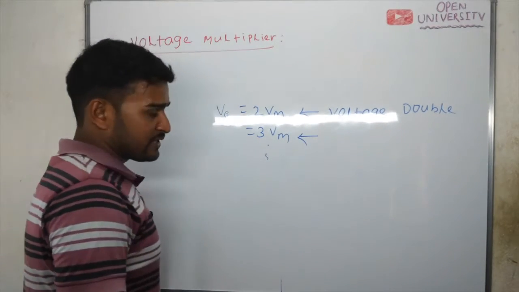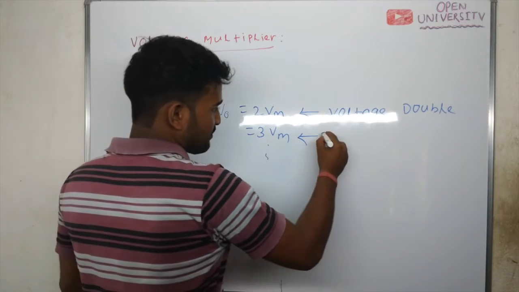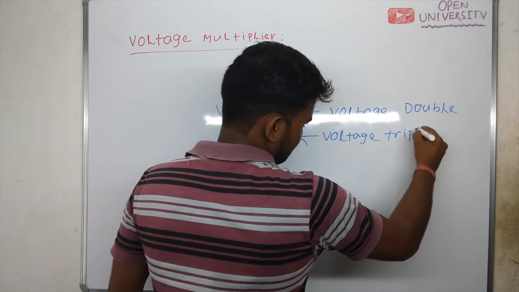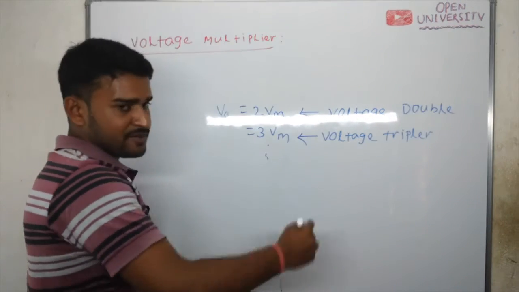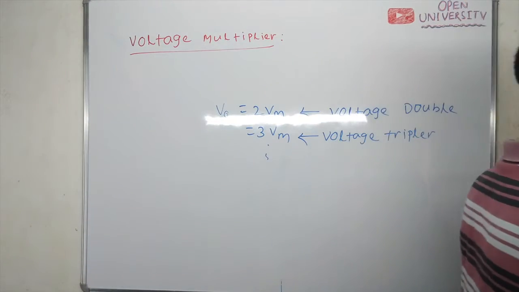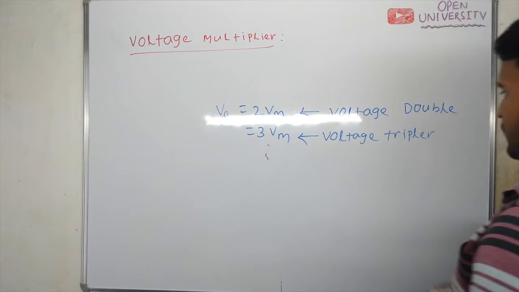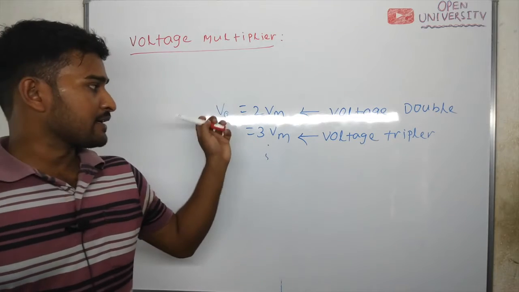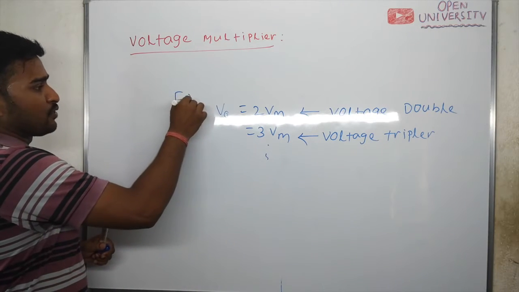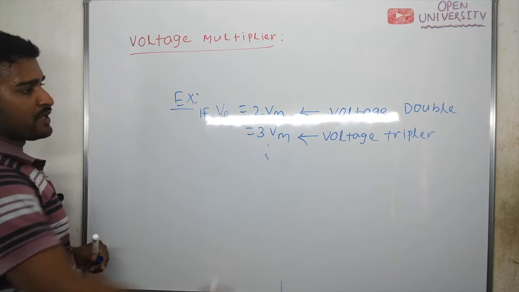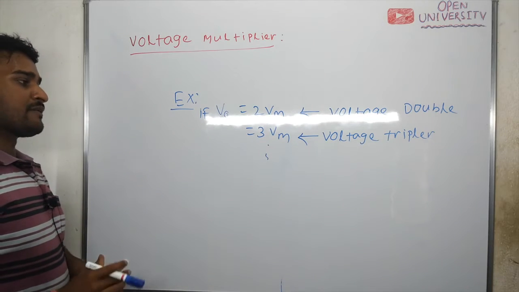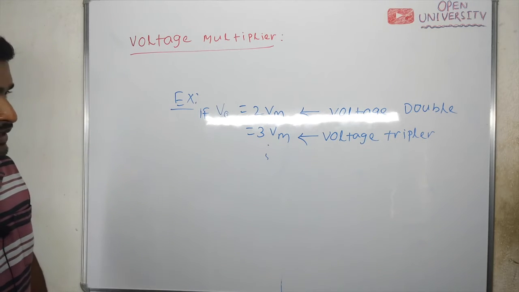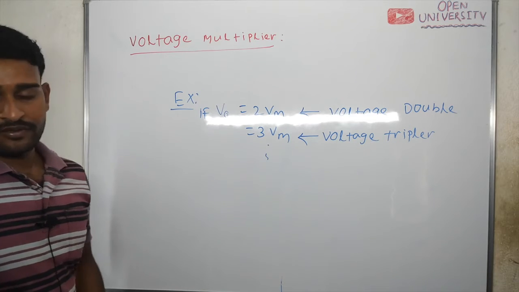And if output voltage is 3 times the peak input value, it is called as voltage tripler. If output voltage is 4 times peak input value, it is called as voltage quadrupler. Example, if V0 equal to 2 Vm, it is called as voltage doubler, and if V0 equal to 3 Vm, it is called as voltage tripler, and if V0 equal to 4 Vm, it is called as voltage quadrupler, 4 times.